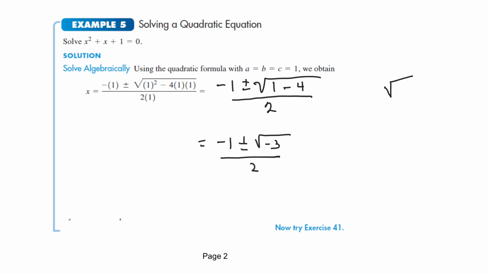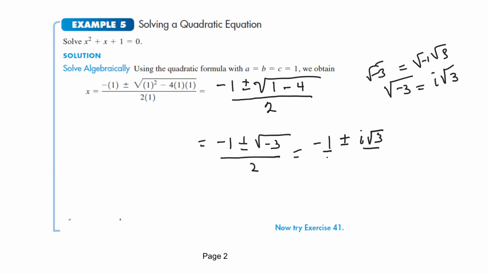So if we look closer at square root of negative 3, that's going to be the same thing as saying i times the square root of 3. How did I get i? i means square root of negative 1. So square root of negative 1 times the square root of 3 does give you the square root of negative 3. So how do I rewrite this? We have negative 1 plus or minus i square root of 3. And if you want, you can separate by dividing by 2. And that's our answer for the quadratic equation.